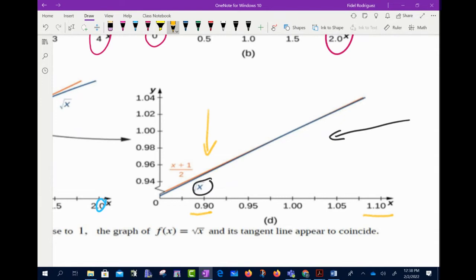So think about it in terms of money. It's a 20-cent difference, right? From 90 cents to $1.10. There's only 20 cents in there, right? So we're looking at a really, really tight interval. What we're saying is the graph of the square root of x behaves a lot like (x plus 1) over 2 in that little piece, okay? Because it looks like the line and the graph are almost the same.